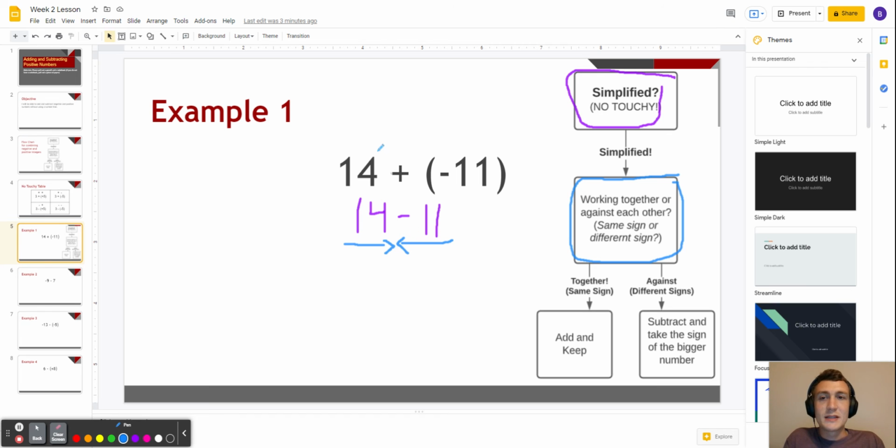Since they're going against each other, we go to the final step, which I will do in green: subtract and take the sign of the bigger number. 14 minus 11 is 3. Awesome. And then we have to take the sign of the bigger number. Well, 14's bigger. I know there's a little mini positive right here, so I'm going to bring that here. All numbers are positive unless they say they're negative. We have to assume that because it's how it is. So that 14 at the beginning is positive, so we take the sign of that and it becomes positive 3.